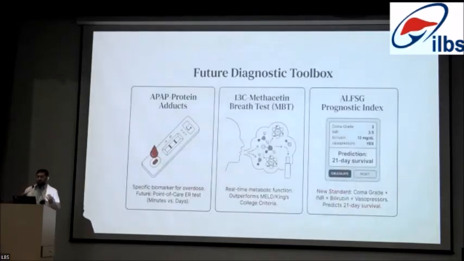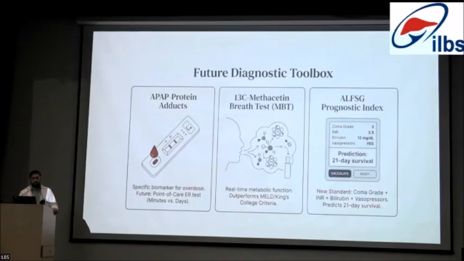So the path forward is what is happening in the future in ALF prognostication. These are bedside tests. The point-of-care tests can be done; we don't have to wait for labs. All King's College criteria and MELD are static tests. This is the 13C methacetin breath test.